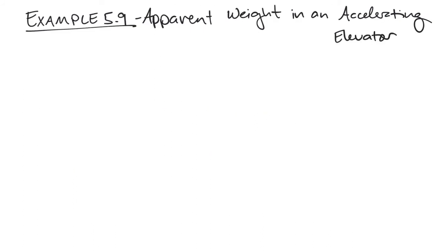The next example that we're going to do is example 5.9. We're going to actually skip 5.8. But 5.9 is about apparent weight in an accelerating elevator, which is a little bit different of a concept. So we're going to talk through it.